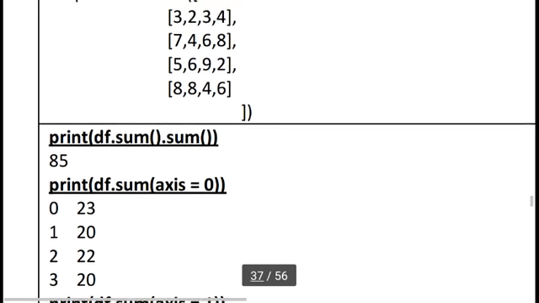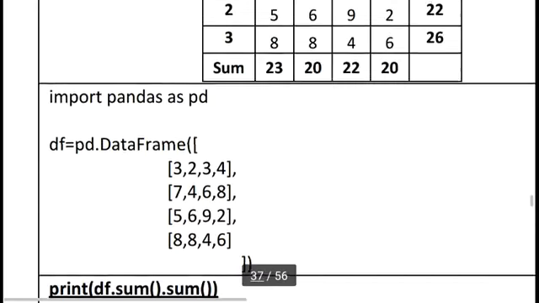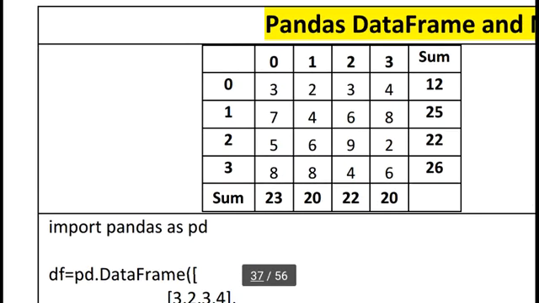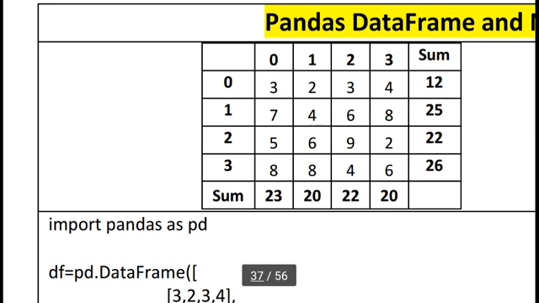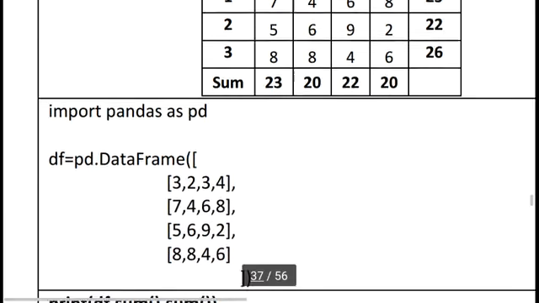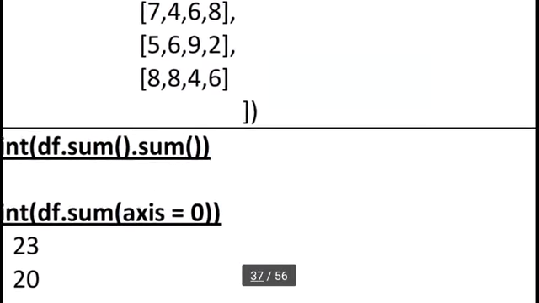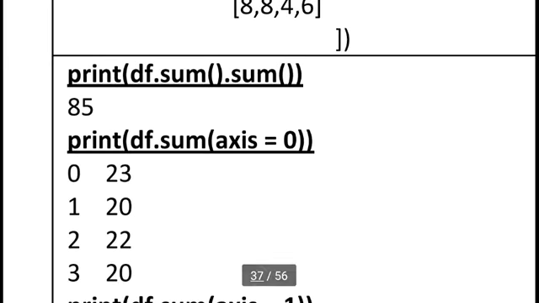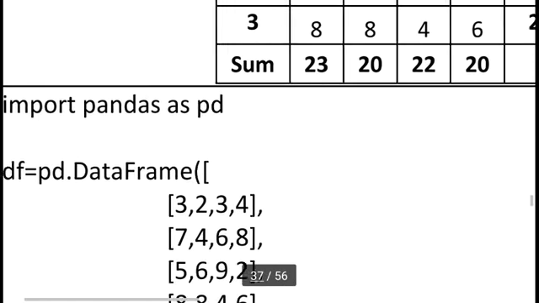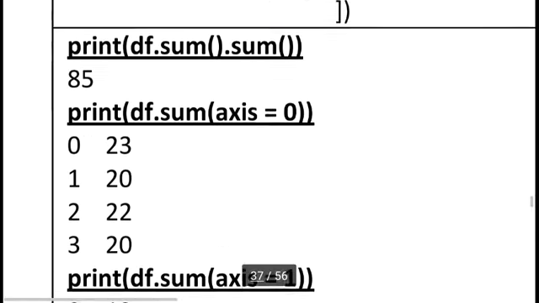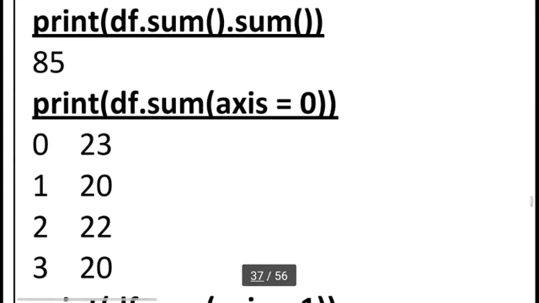Here, suppose I want to sum vertically. Vertically means 3, 7, 5, 8: the sum is 23. 2, 4, 6, 8: the sum is 20. 3, 6, 9, 4: the sum is 22. 4, 8, 2, 6: the sum is 20. So this is the vertical column sum. To sum vertically, I write df.sum with axis equal to 0. Axis equal to 0 is the default, and it performs vertically. You can see 23, 20, 22 and 20. The same result we get in the pandas data frame.